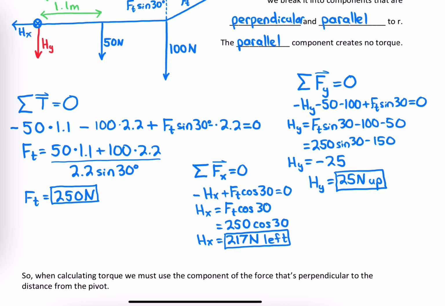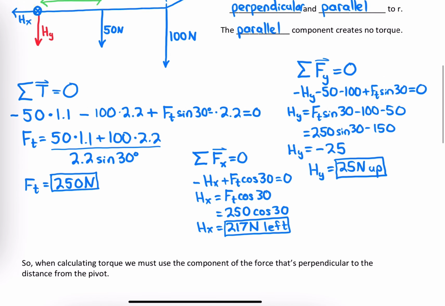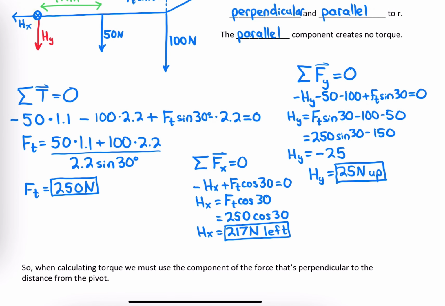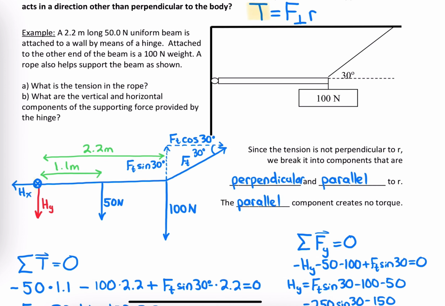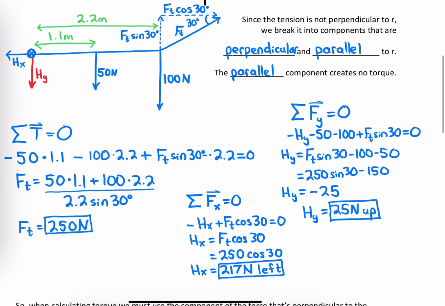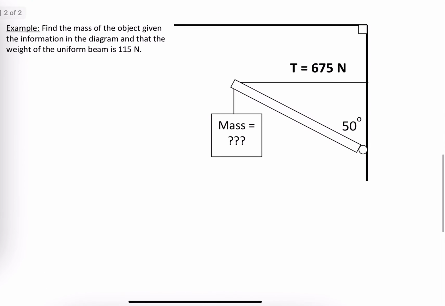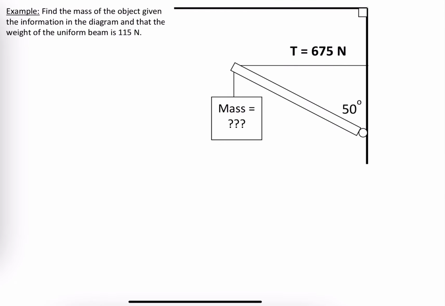So the key point here that's new to this lesson is that when we are calculating torque, we must use the component of the force that's perpendicular to the distance, which is exactly what our torque formula tells us. When we're calculating torque, we have to use a force that's perpendicular to the distance from the hinge. Let's move on and look at another example now.